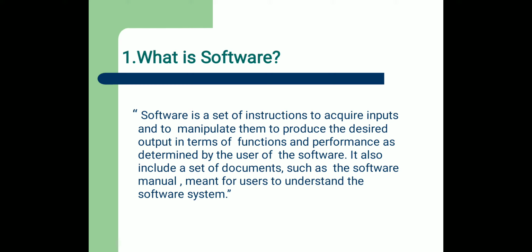Again, I am discussing the definition of software. Software is a set of instructions to acquire inputs and to manipulate them to produce the desired output in terms of the functions and performance as determined by the user of the software. It also includes a set of documents such as a software manual meant for users to understand the software system.